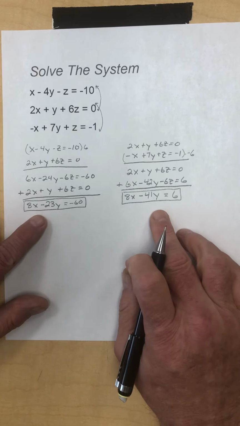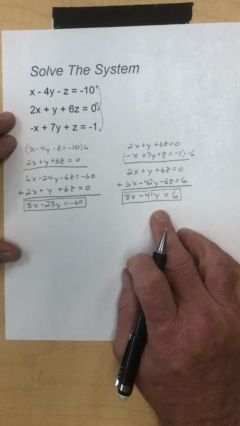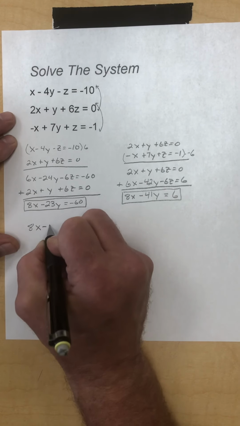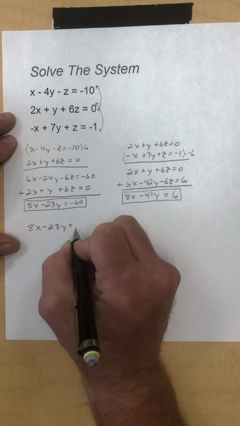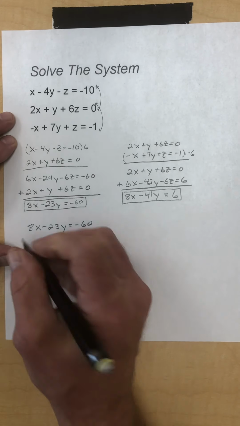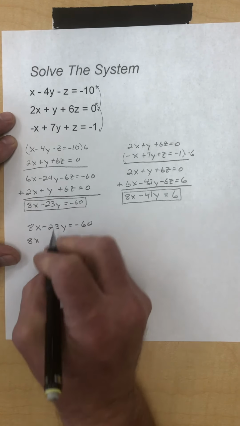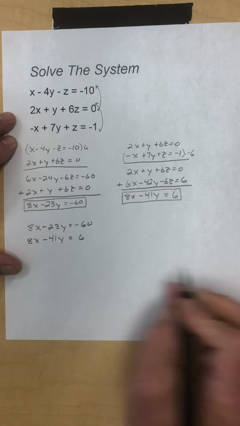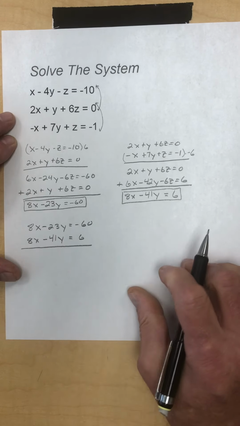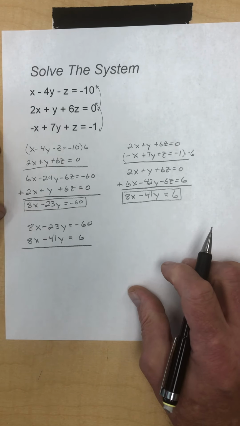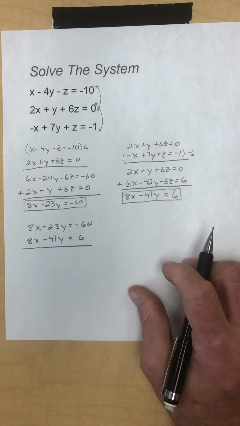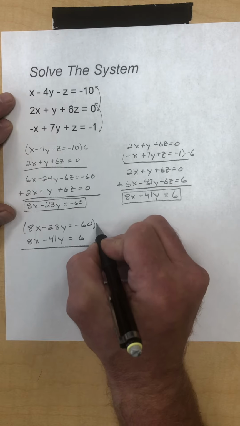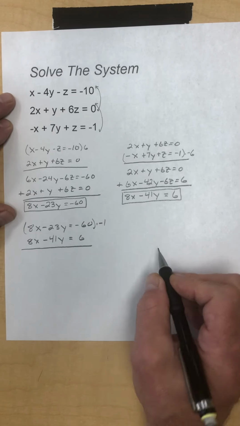Okay, so I've got to group these two together and solve that. So let's see: 8x minus 23y equals negative 60, and 8x minus 41y equals a positive 6. All right, so I'm definitely going to get rid of the x's. There's no doubt about that, because if I try to get rid of the y's, we're going to create some really big numbers. So I'm just going to multiply the top one by negative 1 and then add it to the second one.